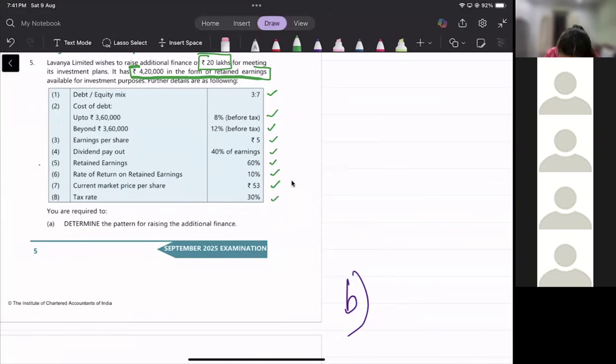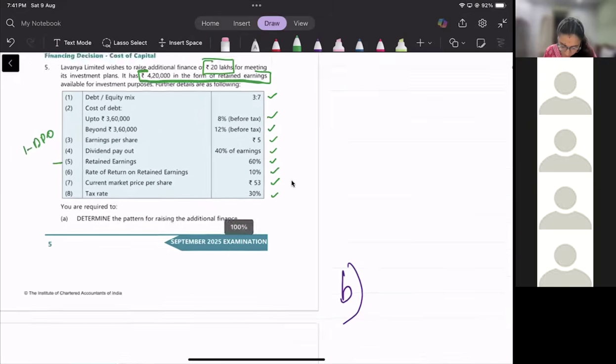See, if they had not given this retained earnings 60%, we would already know, right? Because 1 minus dividend payout is retained earnings, or 1 minus retained earnings is dividend payout. So even if they had not given it in the question, we should be able to find it out. But they have already given it, no issues.